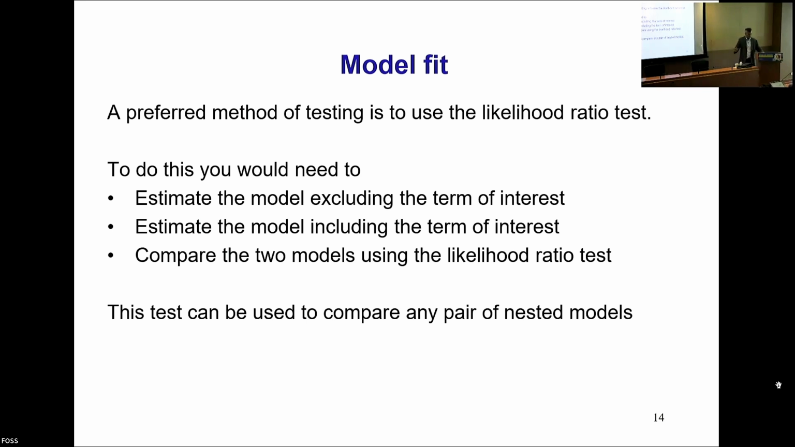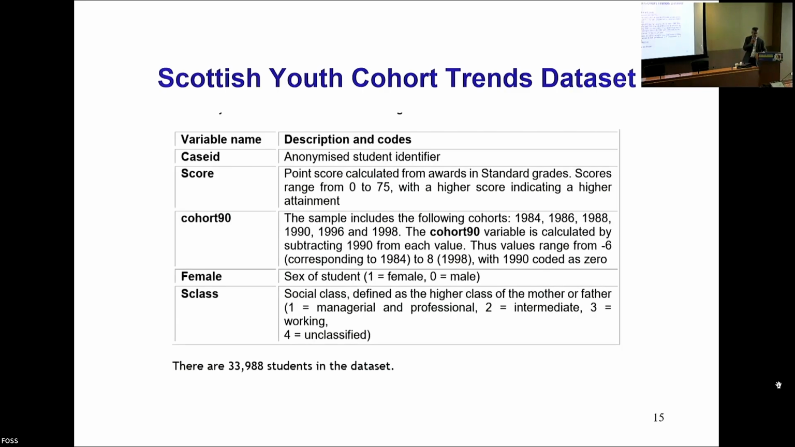Yeah. So hopefully that should be quite familiar to you from linear regression models. We'll be working a lot with this particular data set in today's workshop. It comes from Scottish students doing exams in different periods: 1984, 86, 88, 1996, and 98. So these are different cohorts of students doing a standardized test.